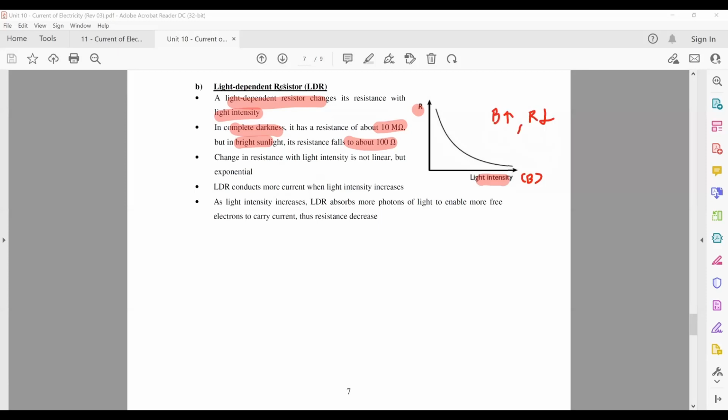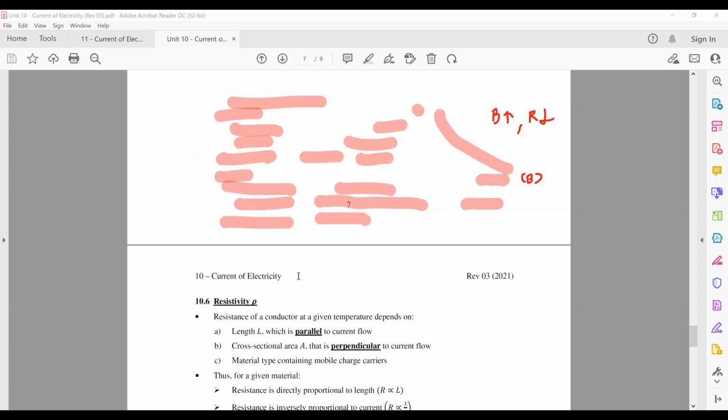The change in resistance with intensity is not linear but exponential. That's why you get a graph shape like this. When light intensity increases, your LDR conducts more current. The reason is somewhat similar to the thermistor. When light intensity increases, your LDR absorbs more photons of light to enable more free electrons to carry current. Therefore, resistance decreases, and you can carry more current. This is for the LDR.